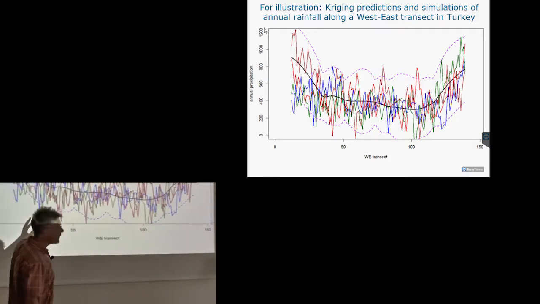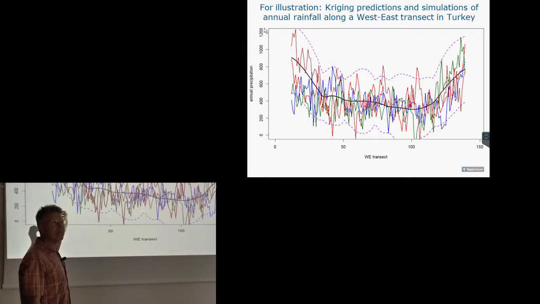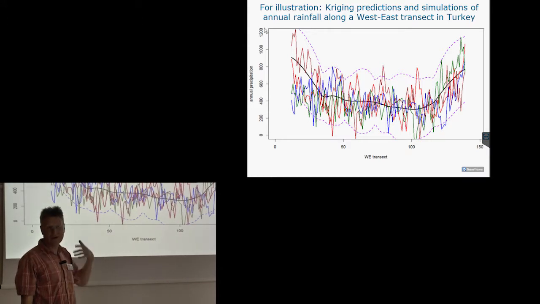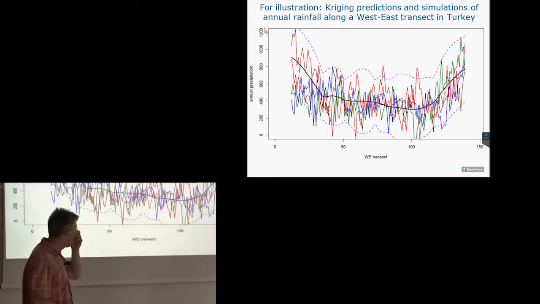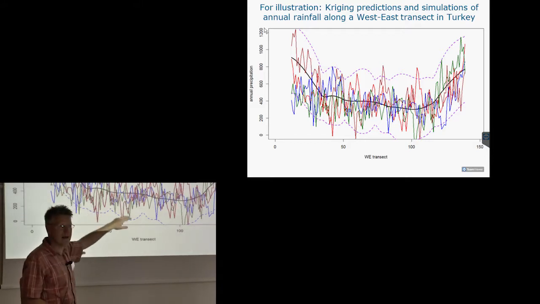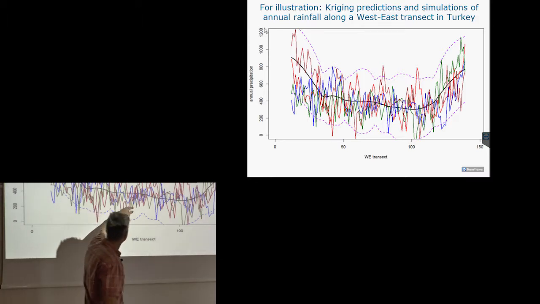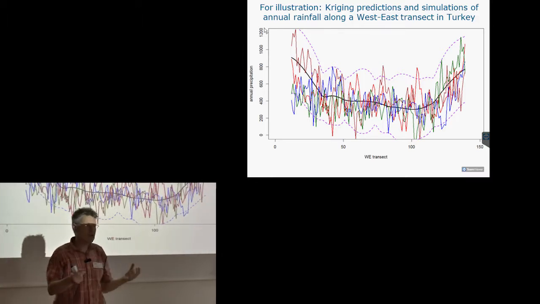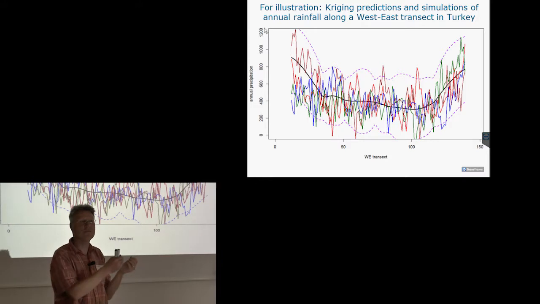And then the red, the green, and the blue lines are possible realities, simulated realities. So each of these could be the true one. We just don't know which one it is. That's basically our claim. And they're all centered around the black line, but sometimes they're above, sometimes below, because you just don't know. The kriging goes for the most likely value.